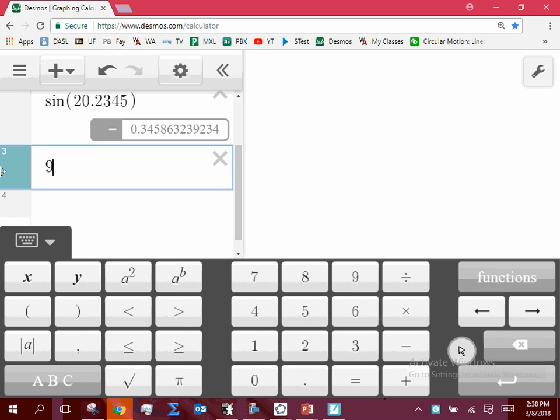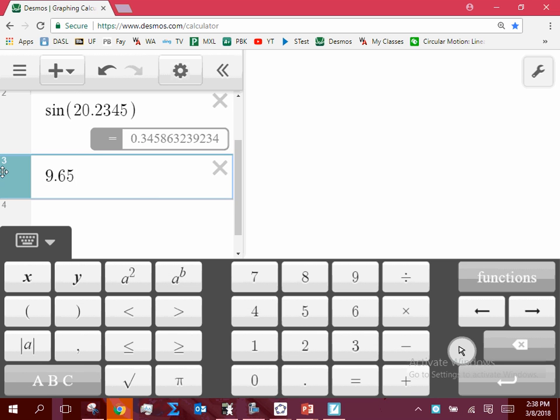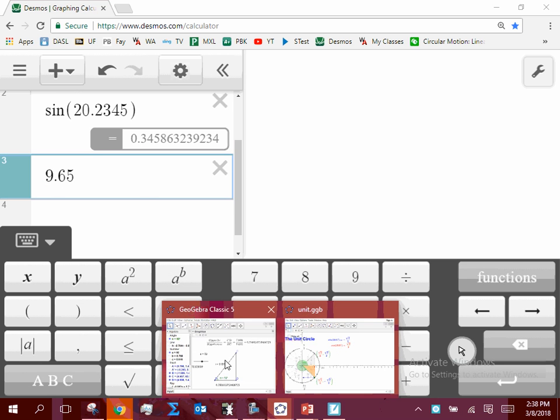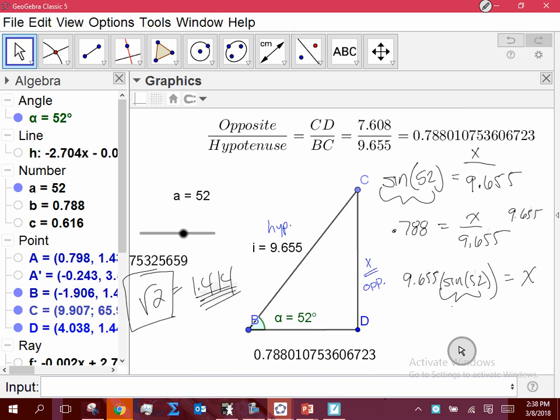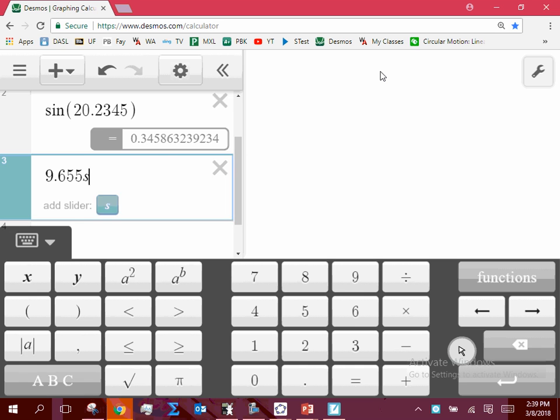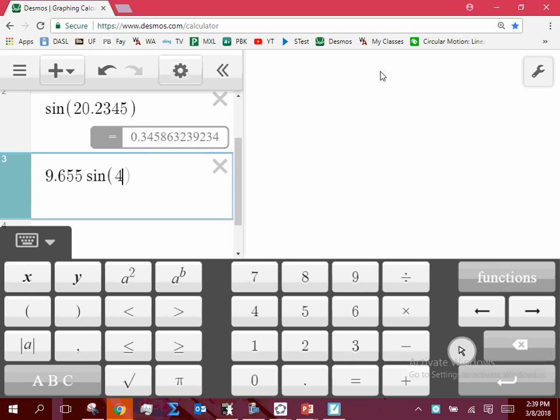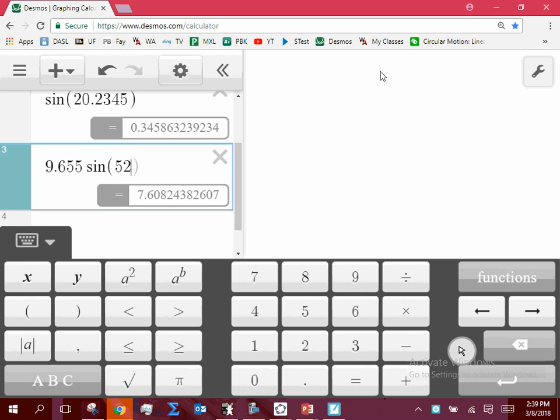What was it? 9.6, was it 5.5? Yeah. And then sine of 52. And that should be the length of that side we're looking for. That should be x, 7.6.